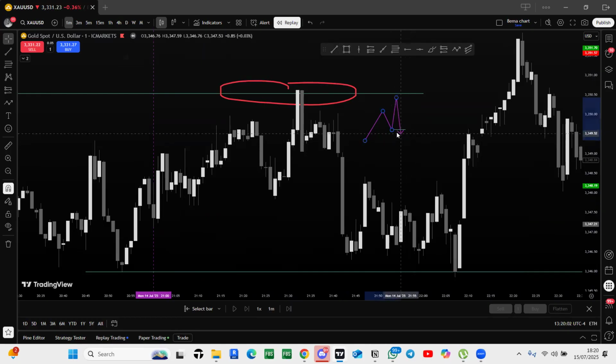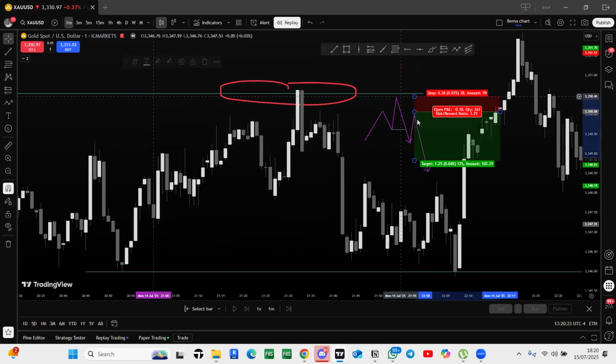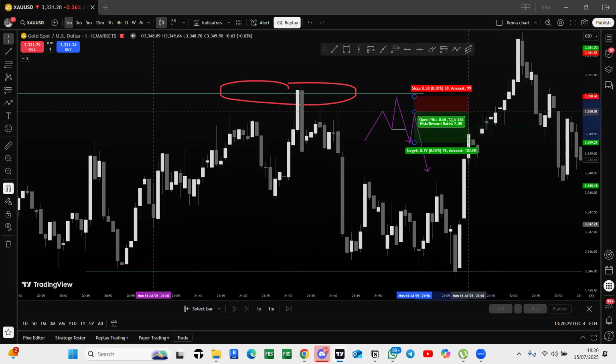Now, once price breaks this low here, we understand that as a change in the market structure. And what we're now looking for is for price to come back into this range somewhere here. And so we can take a short and then we can go down. So we're looking for something like that. And then we target 1 to 2. 1 to 2. Very simple idea.